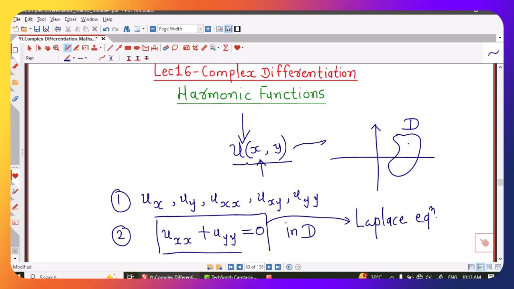So a real function u of two variables x and y is said to be harmonic in domain D if these two conditions are satisfied. So you have to determine the first and second order partial derivatives of the given function, and then you have to check whether the addition of these two second order partial derivatives is 0 everywhere in domain D. Then your function becomes a harmonic function. So they can ask the definition of a harmonic function, as well as ask you to verify whether a given function is harmonic or not.